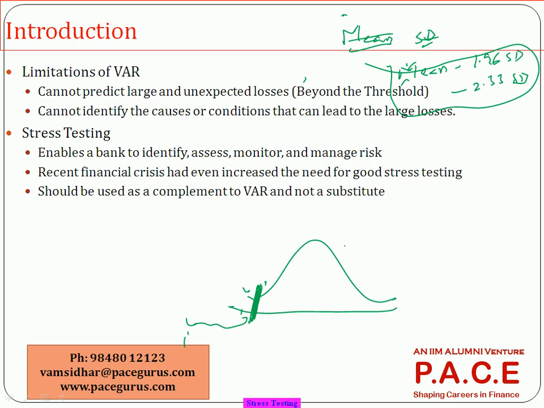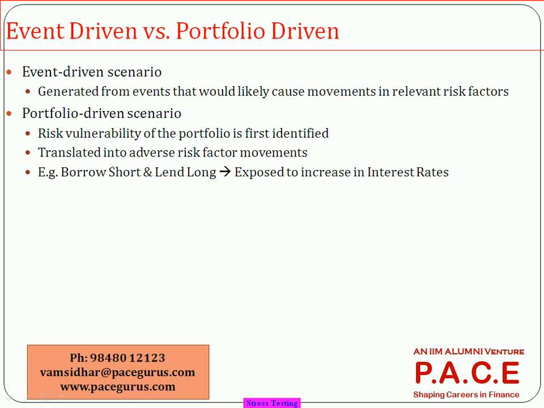So for these kind of tests, we are talking of a stress testing kind of a mechanism. Mostly after the financial crisis, the need for stress testing has become very high, and that's where it is said that you use stress testing more as a complement to VAR and not as a substitute. So VAR will model your more regular kind of scenario, but apart from that, you focus even on the very extreme conditions also. And how do you decide those extreme conditions?